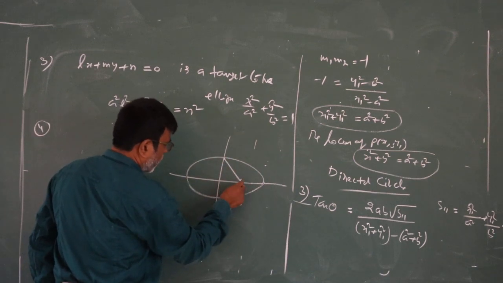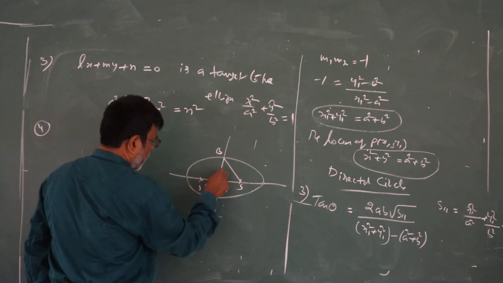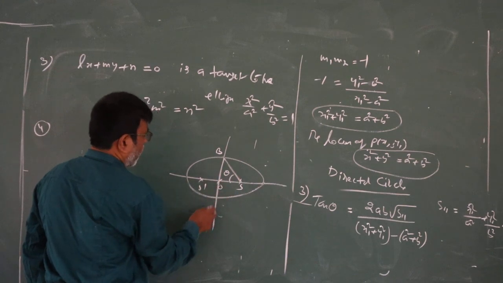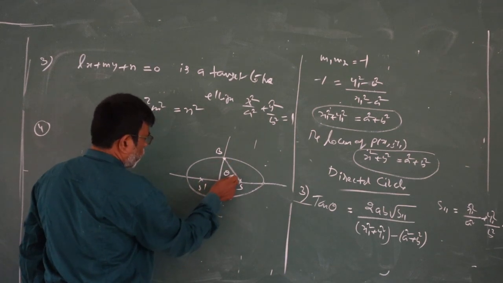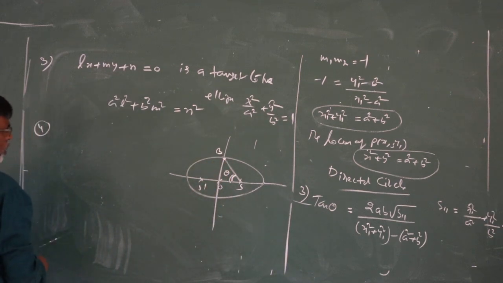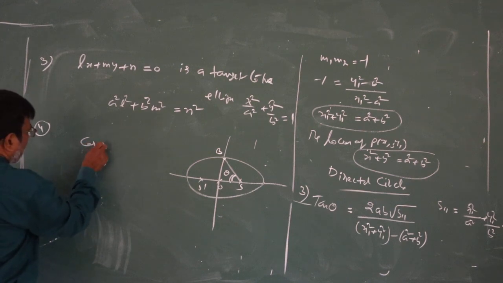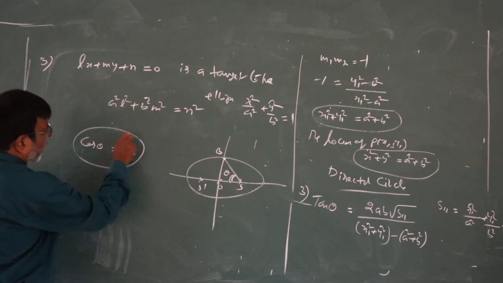So S is the focus, and S dash is the other focus. O is the origin. If BS makes an angle theta with OS, then cos theta is the eccentricity. This is one more shortcut.